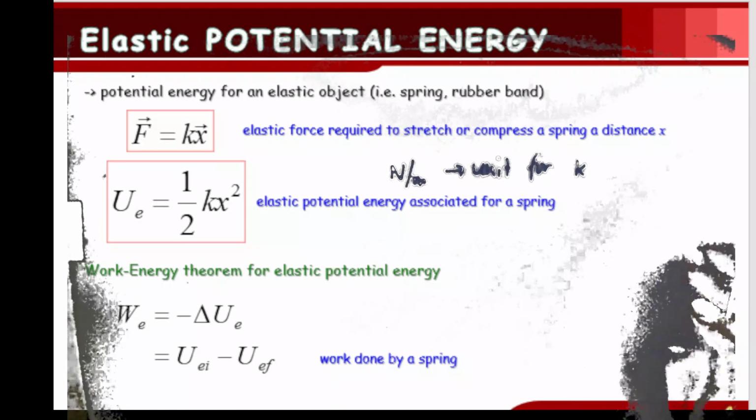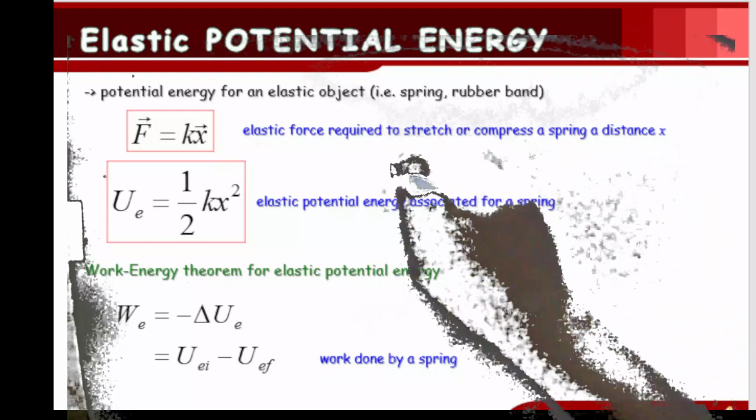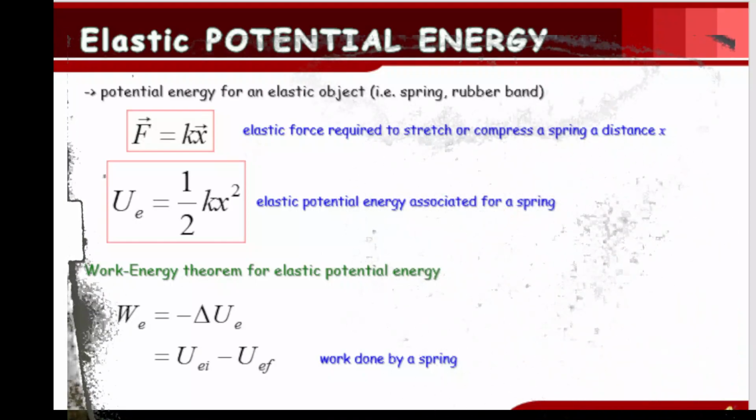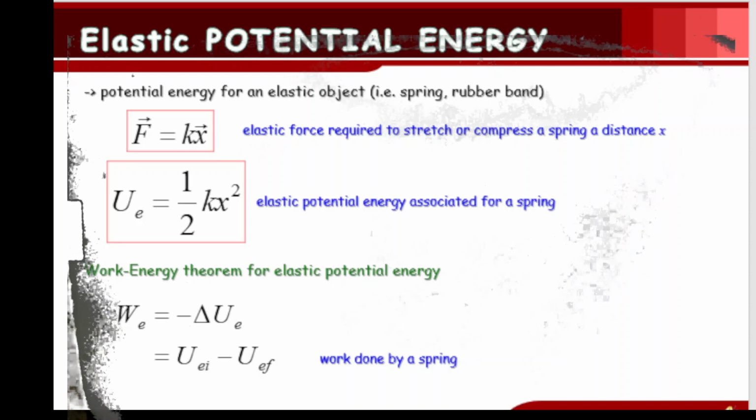Some springs are stiff, and some springs are soft. So they have different values for the spring constant.